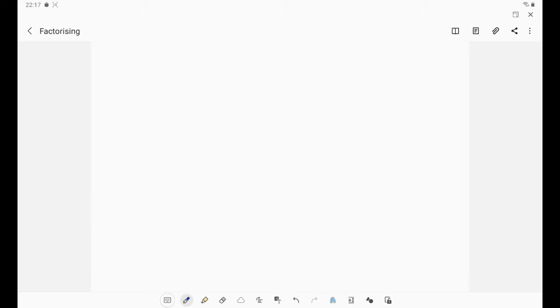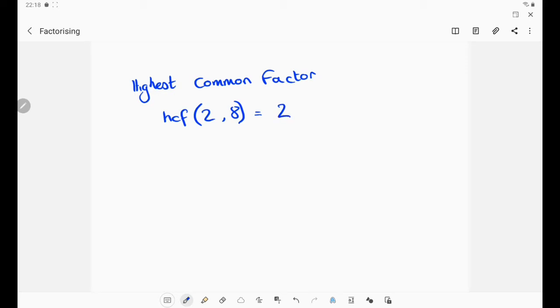The first type of factorisation we are going to be looking at is what we call highest common factor. So if you go looking for extra YouTube videos on this, you're going to type in factorising using the highest common factor. Now what this means is, for example, we have the numbers 2 and 8. Now the highest common factor here, HCF, is 2, because 2 fits into both 2 and 8.